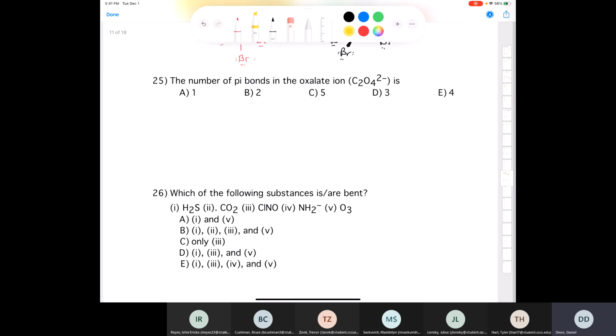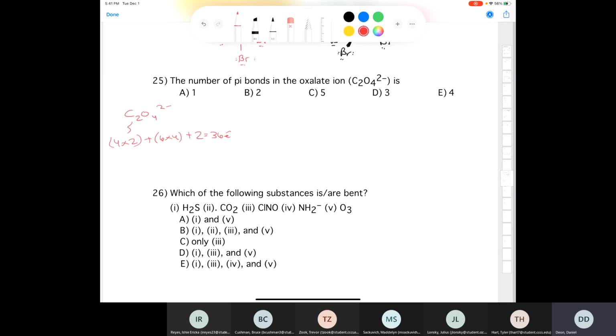Number 25, the number of pi bonds in the oxalate ion is, well, the first thing we need to do is draw the oxalate ion. If we tally up the total number of valence electrons in the oxalate ion, carbon has 4 times 2, that's 8, plus 6 times 4, that's 24. 24 plus 8 is 32. We add 2 more, and that gives us 36 valence electrons.